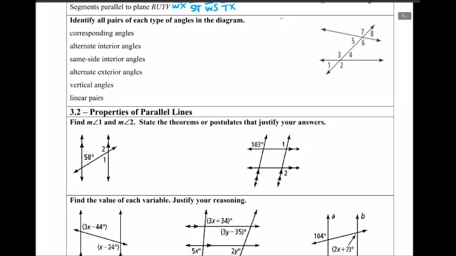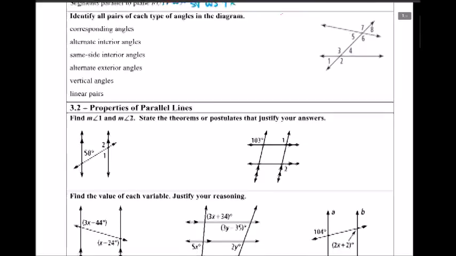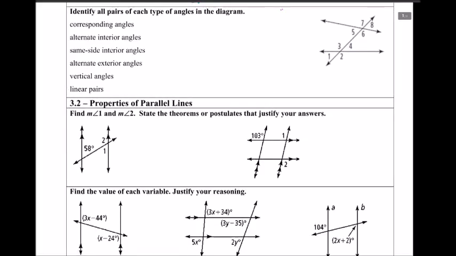And the next part says identify all pairs of each type of angle in the diagram. So let's look at our angles. The first one is corresponding angles. Remember that corresponding means position. They're in the same position. Let's write that in there. Corresponding is same position, same place. So let's go find our corresponding angles. We're going to have 7 and 3. So corresponding angles are angle 7 and angle 3.